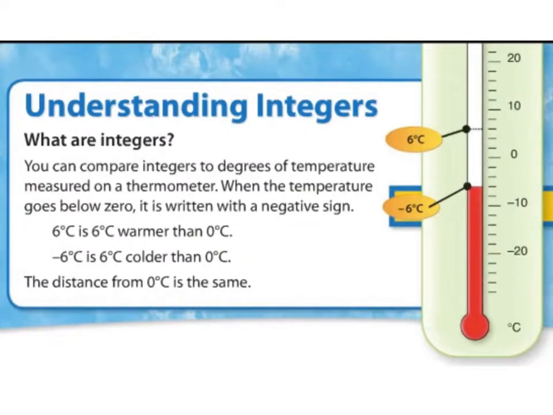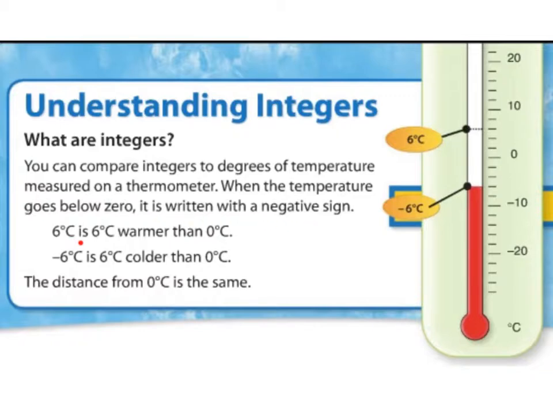And we're on to our first example, understanding integers. What are integers? You can compare integers to degrees of temperature measured on a thermometer. This is a great picture to help us understand today, and I'll be talking about that. When the temperature goes below 0, something happens to the number. It's written with a negative sign.